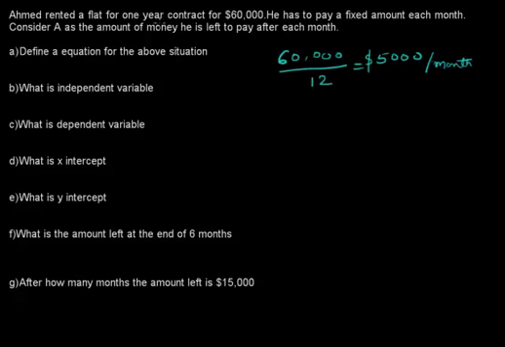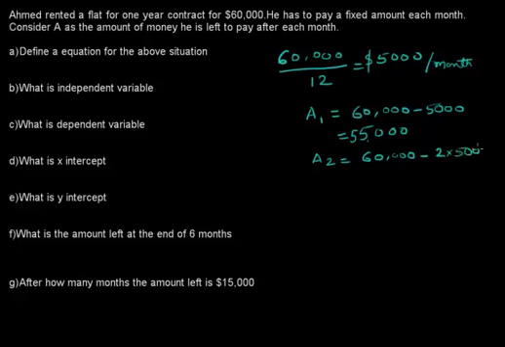Consider A as the amount of money he is left to pay each month. So A is the amount of money left to pay after each month. After the first month, he has already paid 5,000. So out of 60,000, he has already paid 5,000. So he is still left to pay 55,000.